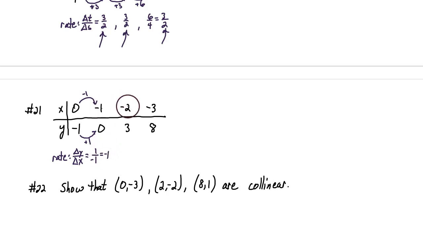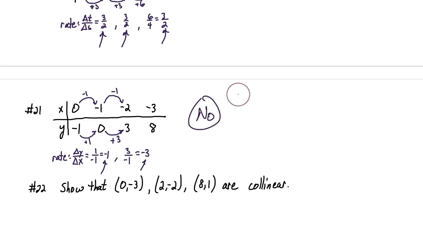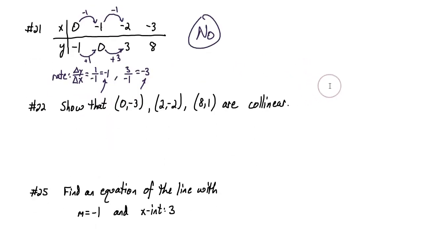Let's look at this one to this one. This is a decrease of 1 and an increase of 3. So when we make the rate, we have 3 over -1, which equals -3. These are not the same rate of change. So our answer is no. These dots will not line up in a straight line.